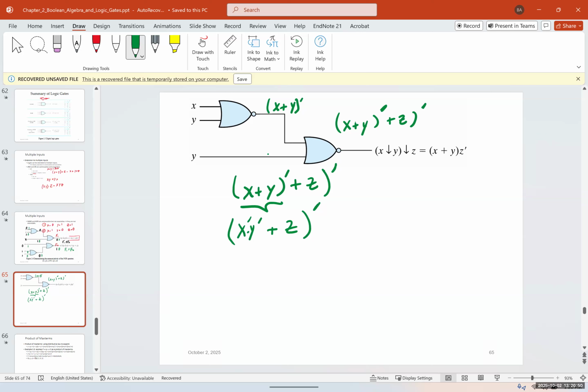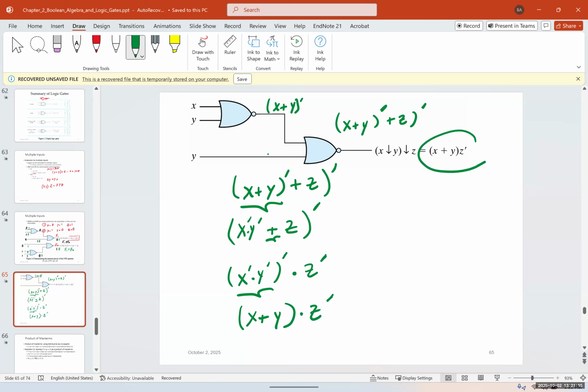And again, this would be X prime Y prime prime plus Z prime. I'm sorry, times Z prime. Why did I do that? So this becomes times Z prime. And now this part again is going to be X plus Y, and then we're going to have Z prime. So we get this. Again, using De Morgan's law on this part, we're going to get this. Is it clear? Yes? Okay.